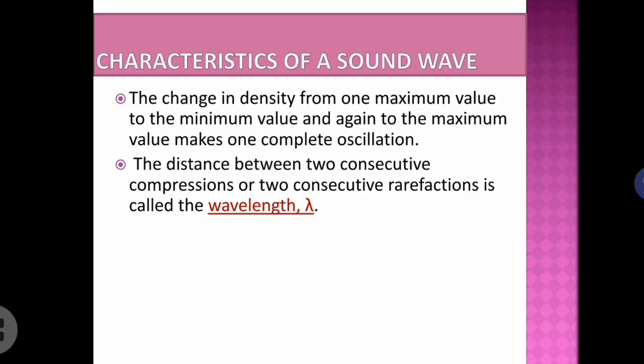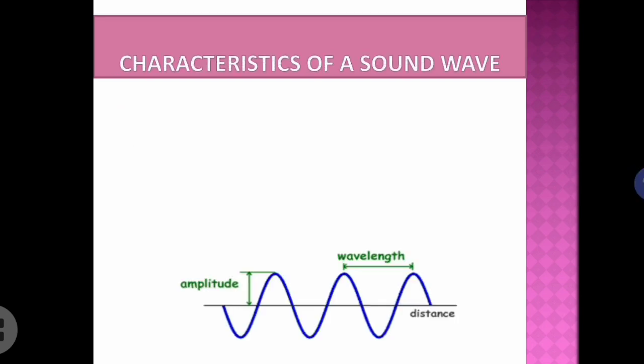Okay, wavelength. We have seen that sound can be visualized as a wave, so it has a characteristic property called wavelength. It is the distance between two consecutive compressions or two consecutive rarefactions. It is denoted by the Greek letter lambda, and the SI unit is meter. As you can see from the figure, this is the wavelength. That means the distance between two consecutive crests is the wavelength. The crest indicates the compression. So the distance between two consecutive compressions or two consecutive rarefactions is called wavelength.